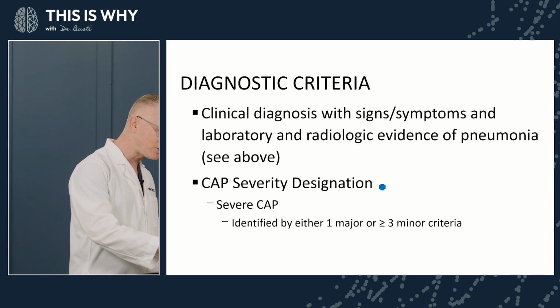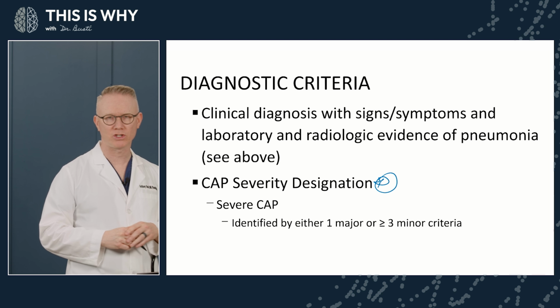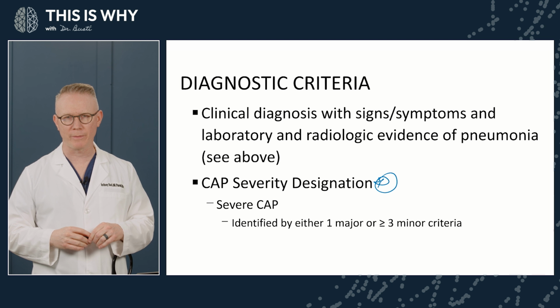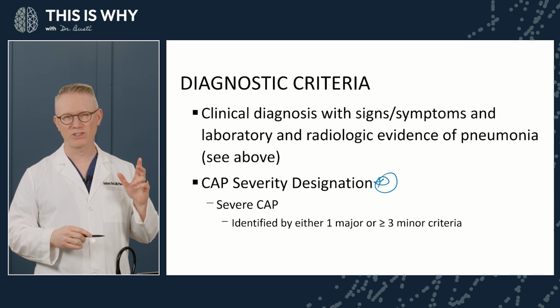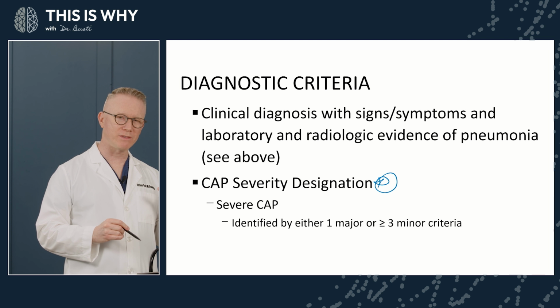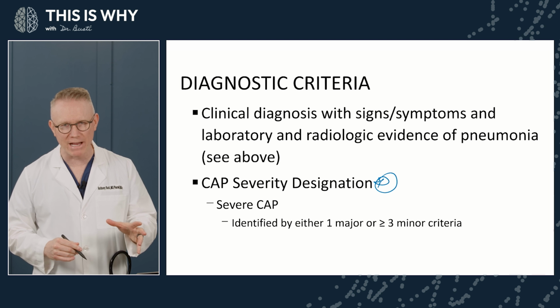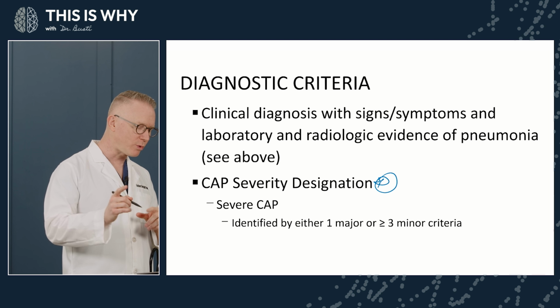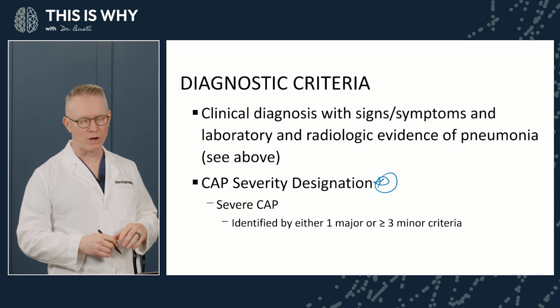Next is consideration of the severity designation. And what we really get concerned about is when we get into that severe community-acquired pneumonia, okay? And the definition of that is that you have at least one major or 3 or more minor criteria.